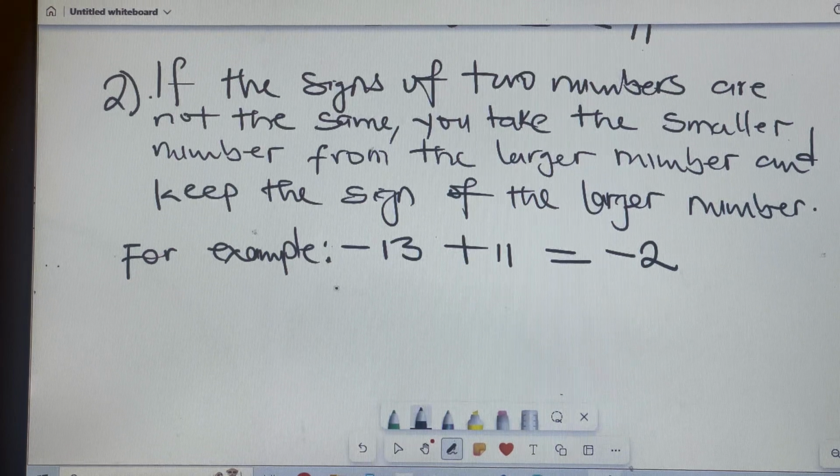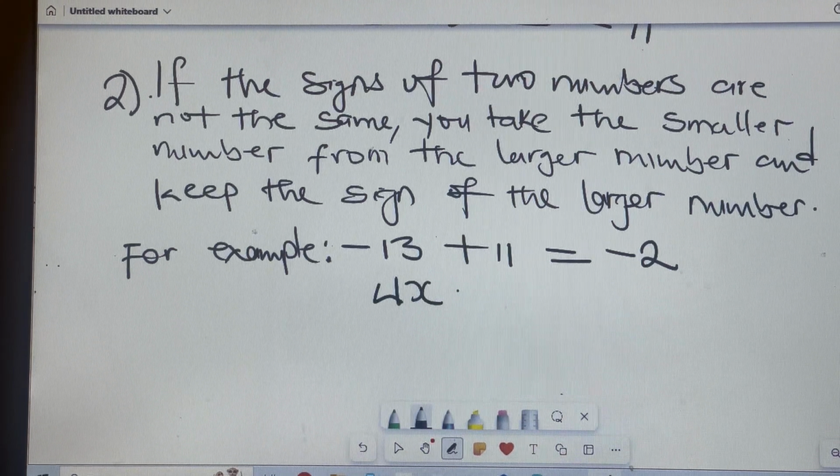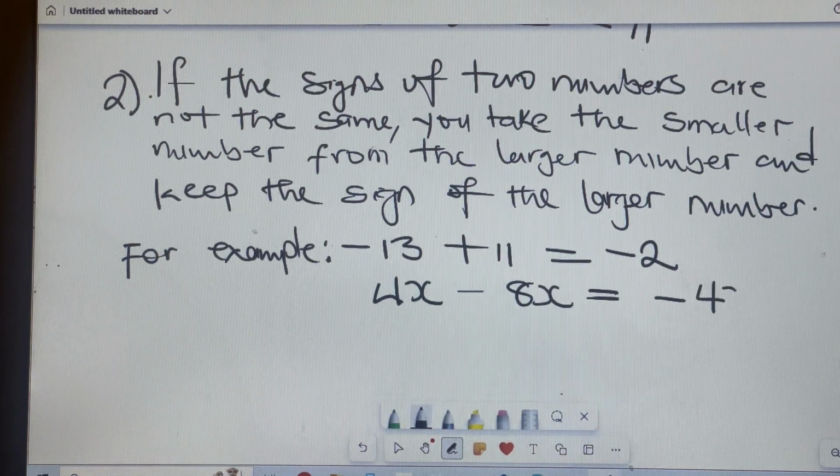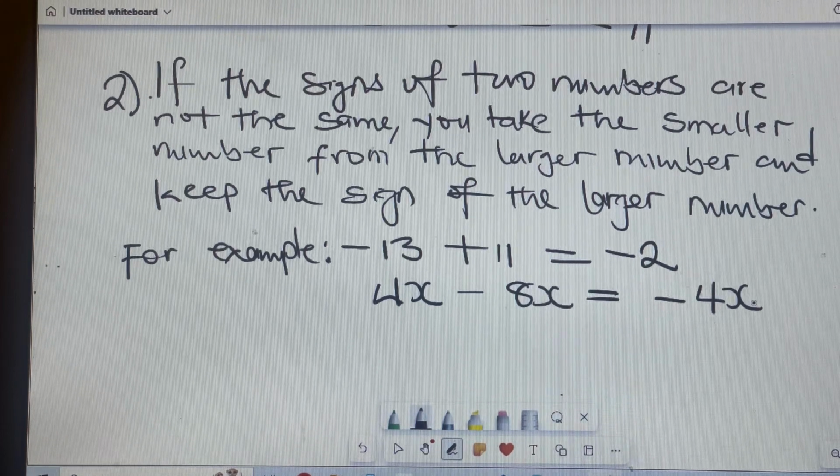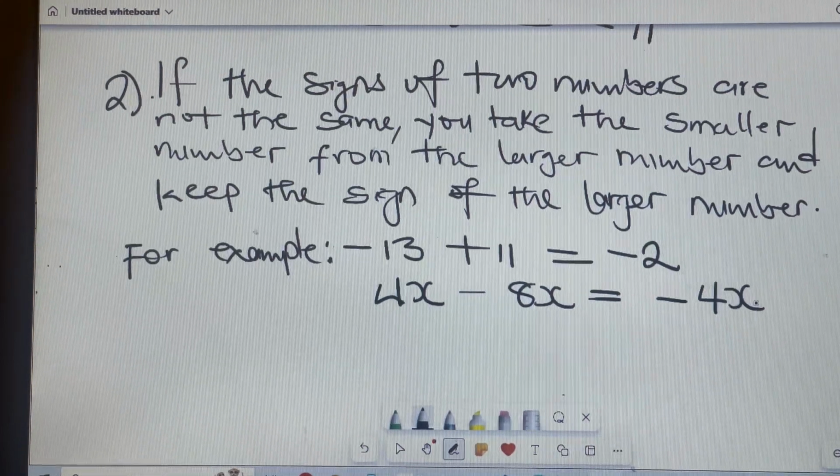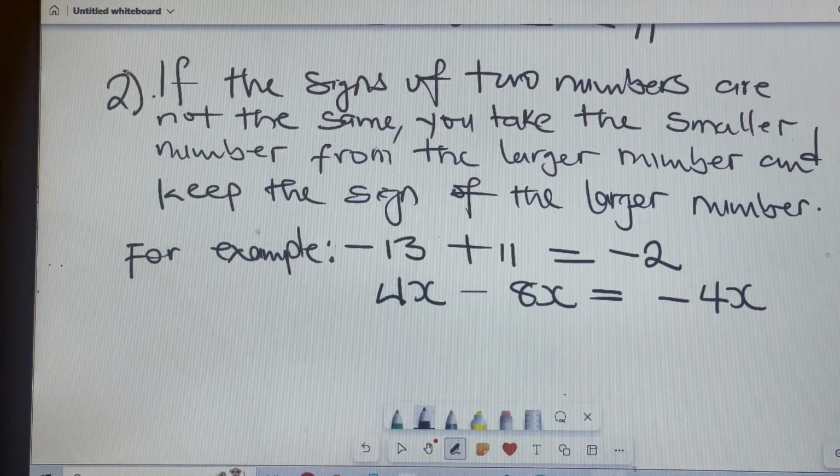Another example, 4x minus 8x equals minus 4x. So the larger number here is 8x, while the smaller number is 4x. So you take the smaller number, 4x, from the 8x, which is 8 minus 4 equals 4. So you keep the sign of the larger number, which is the negative sign. So that's how we got the negative 4.